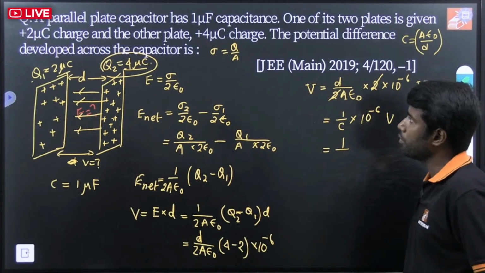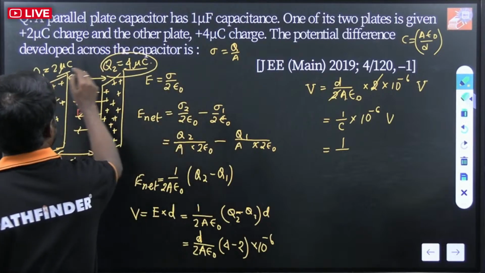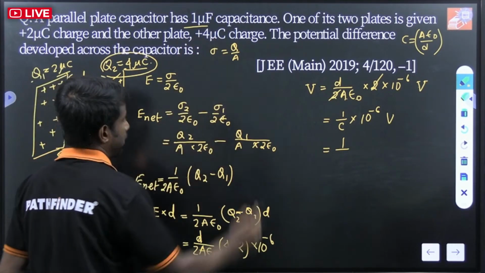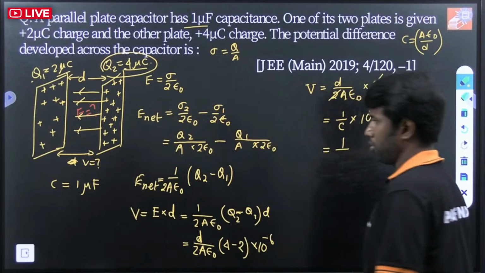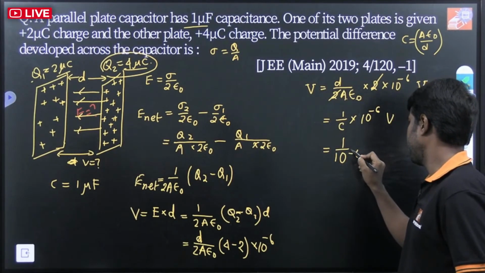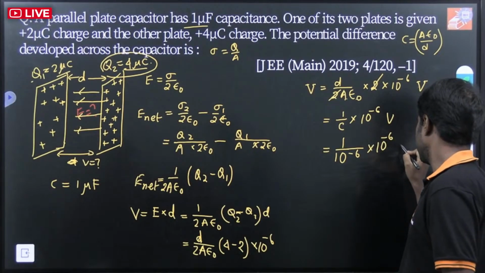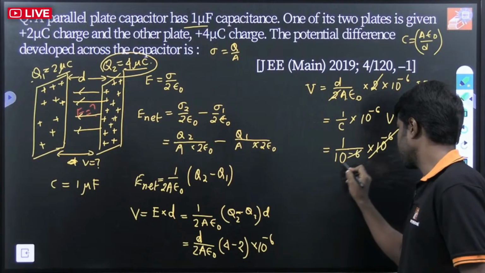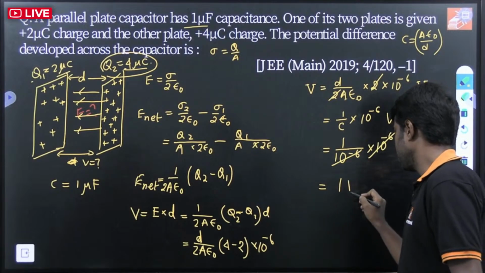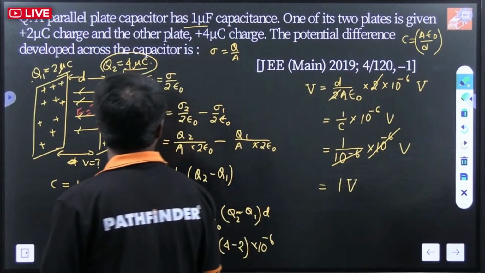The C value is given in the question: 1 microfarad. 1 microfarad is 10 power minus 6 farad, equal to 10 power minus 6 volt. So this cancels, and finally the answer will be 1 volt. Okay. So the answer will be 1 volt.